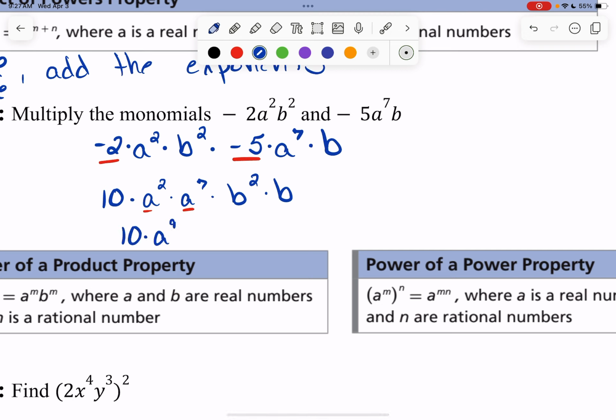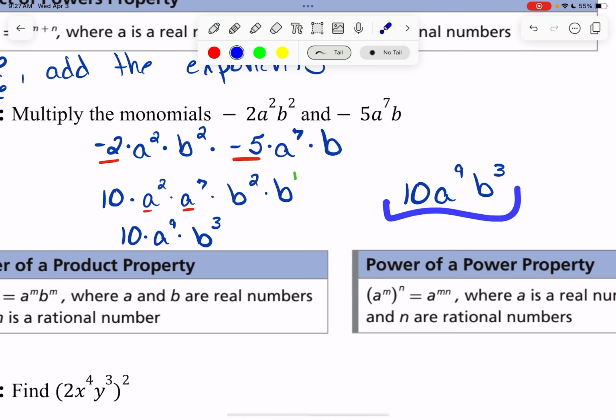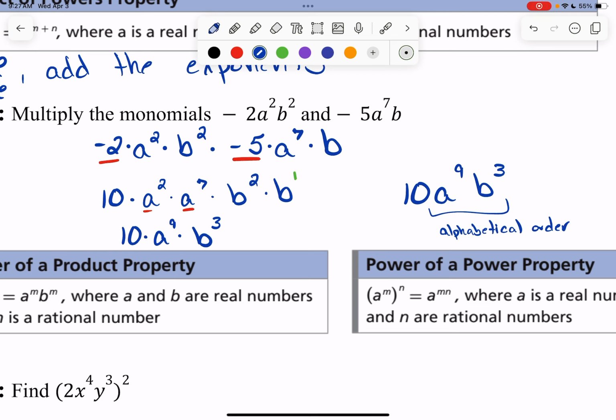So I have 10 times a to the ninth times, now here I'll need to put an exponent on b. Again, if I remember the rule, b to the second times b to the first gives me b to the third. So I would write my product as 10 a to the ninth b to the third. We write our variables in alphabetical order, so I do the a's before the b's. So 10 a to the ninth b to the third would be the product.